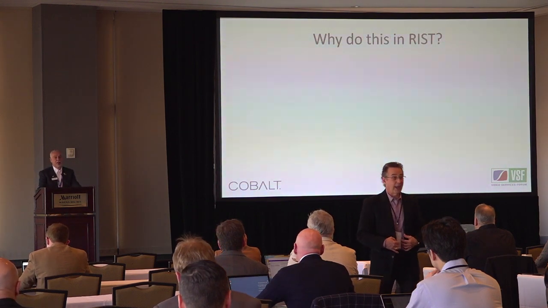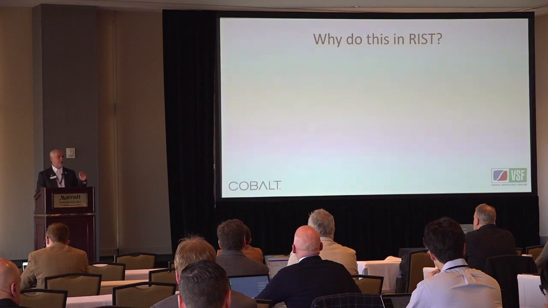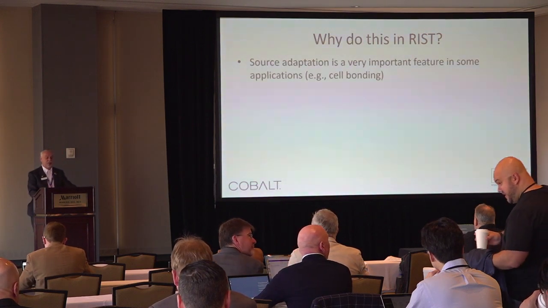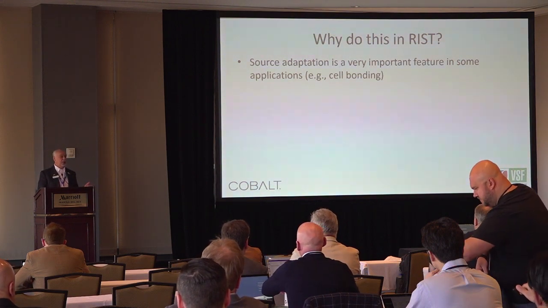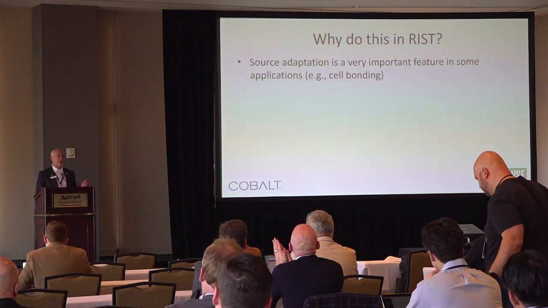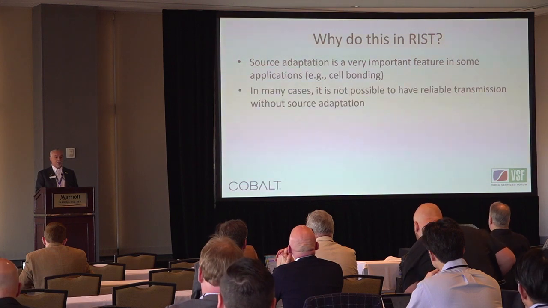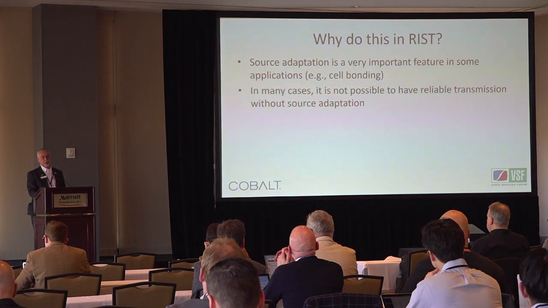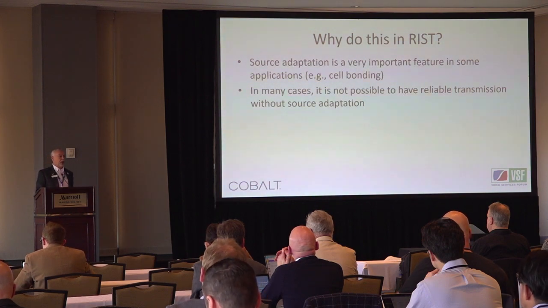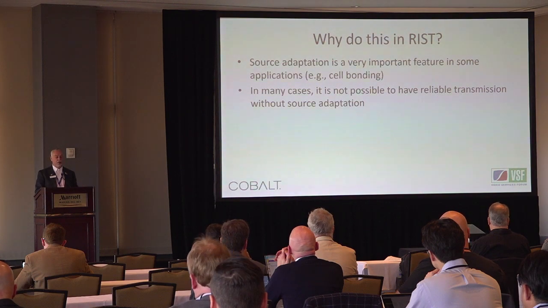So fine, this has been happening forever. Lots of companies have that. Why do this in RIST? Source adaptation is a very important feature in some applications. Cell bonding is the typical one. And in many cases, you can't have reliable transmission without source adaptation. We call it reliable internet stream transport. It's got to be reliable, so you've got to have that.